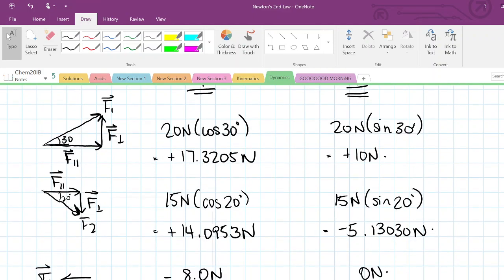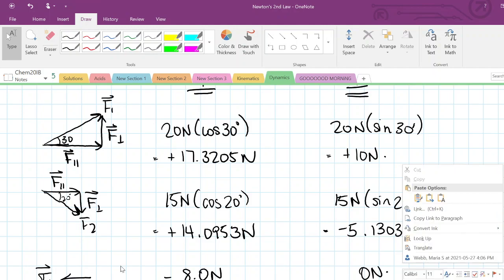And then the third vector is my friction force, which is acting on the horizontal or the parallel, right? So they told me my friction force opposed at 8 newtons, which means negative 8 newtons. And then in the vertical direction, there's nothing happening, so it's 0.